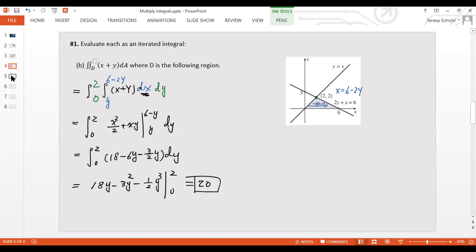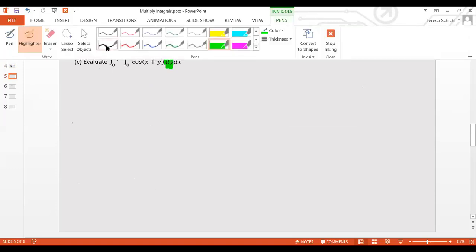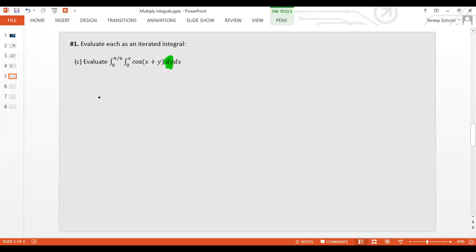Okay, so now let's take a look at another part, C's evaluation. This one, they already tell you the boundary. So here we just need to know which one to integrate first, right? I'm integrating the y first. So let's start here. This is 0 to pi over 6. So what is the cosine you integrate y will be? It will be sine x plus y here, right?